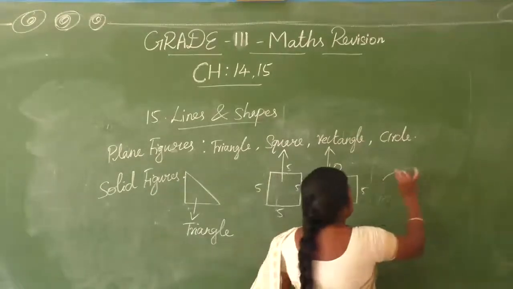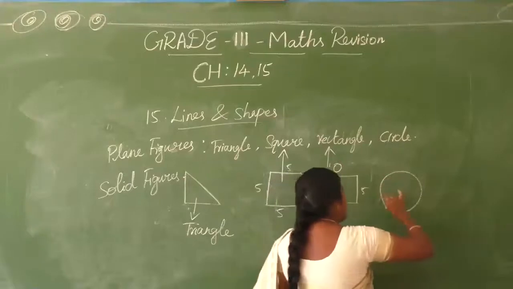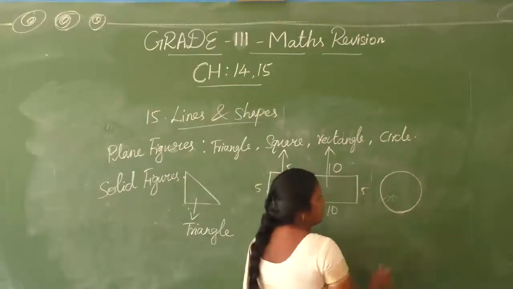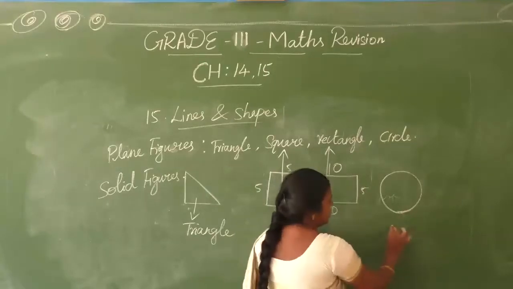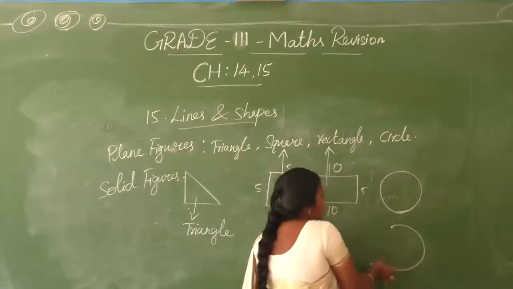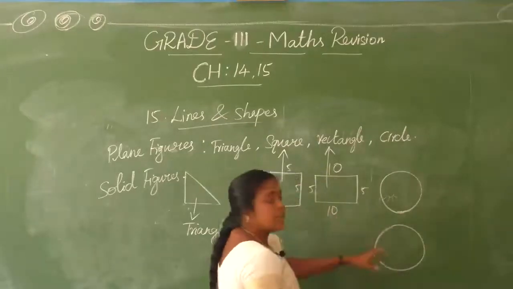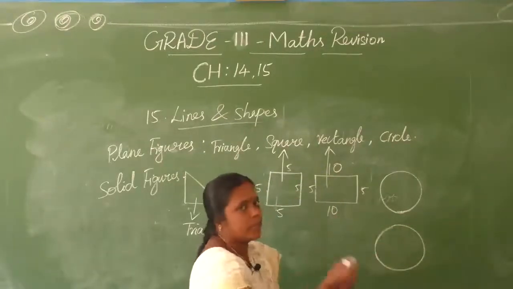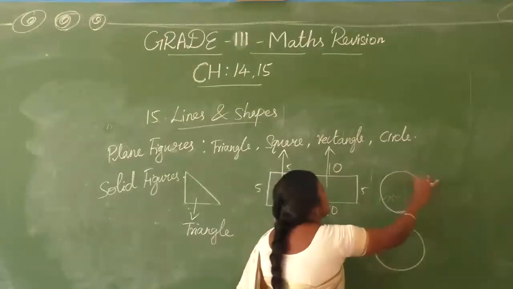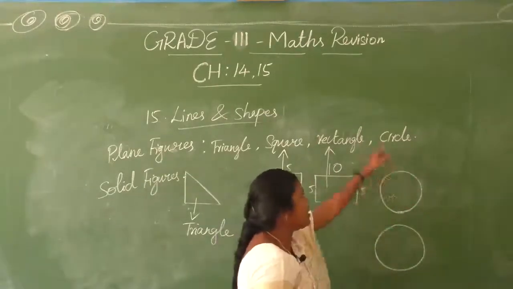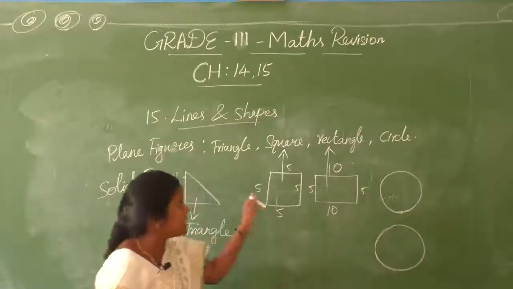Circle has no sides, just one closed figure. Two ends are connected with each other. See, I am starting here and again going to join there. This is called a circle, a closed figure, a closed curve. Make a figure like this, it is called a circle. Understood? These are the plane figures.